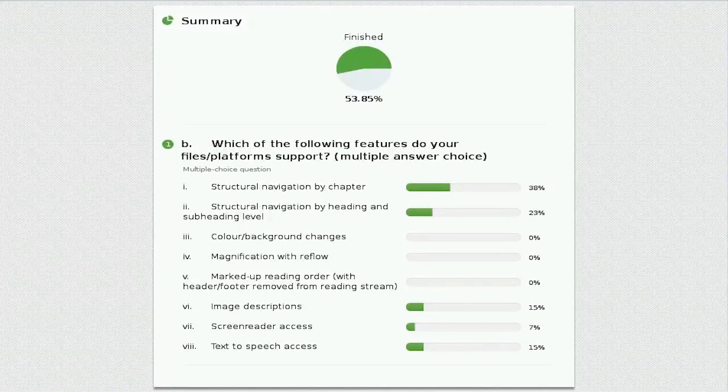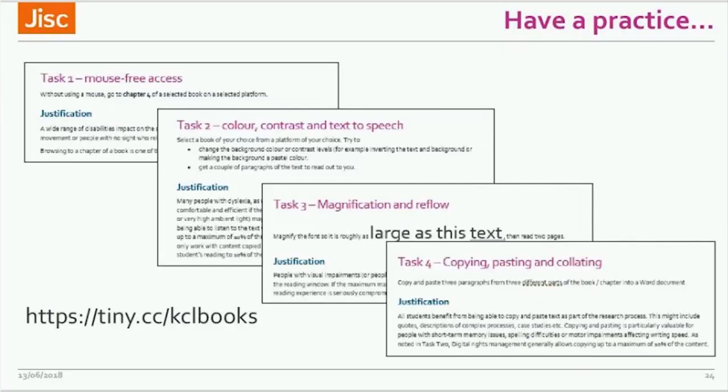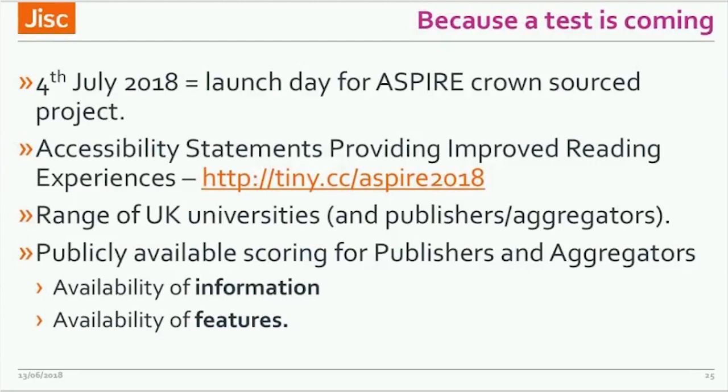So this is interesting. We can certainly navigate by chapter, that's common. Structural navigation by heading and subheading, not quite so common. And I'm suspecting that things like color, magnification with reflow, and marked up reading order are possibly things that people simply don't know, and so you'd need to go and check. So that's fine. But I think that list is a really important list for you to become familiar with. And the reason for that is because a test is coming. To the next slide, these are the last two slides now.